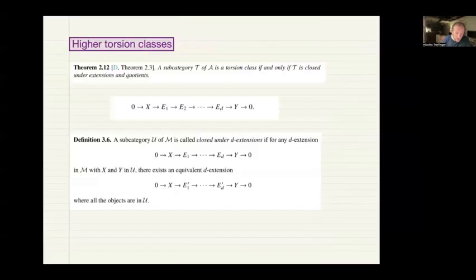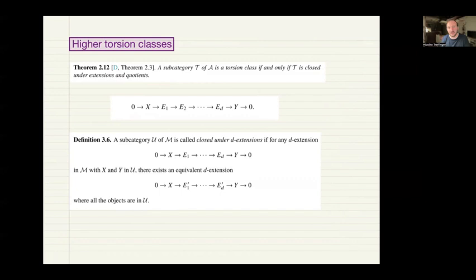Now, we said that torsion classes in abelian categories are those subcategories which are exactly closed under extensions and quotients. But one needs to be very careful when trying to say what it is to be closed under d-extensions in a d-cluster tilting subcategory of a d-abelian category, because the building blocks, the minimal d-extensions that you could get, are actually very long and will allow you to introduce anything you want if you study closedness under the extensions or the quotients naively.